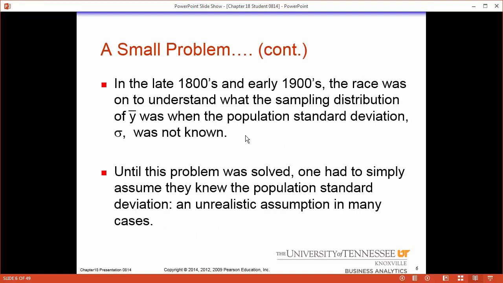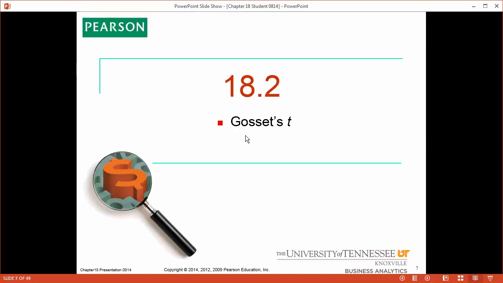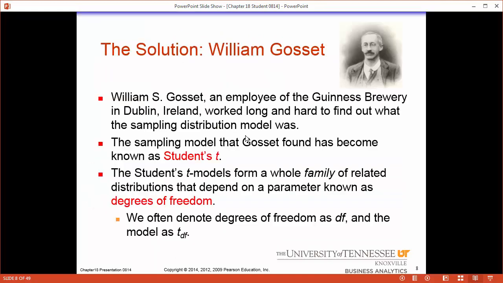Well, going back to the late 1800s and 1900s, people really didn't know what to do here. They kind of just made assumptions under most instances, and what they did was not always the best. They saw that because their techniques had problems. Well, along came William Gossett, and William Gossett, very true story, worked at Guinness Beer.